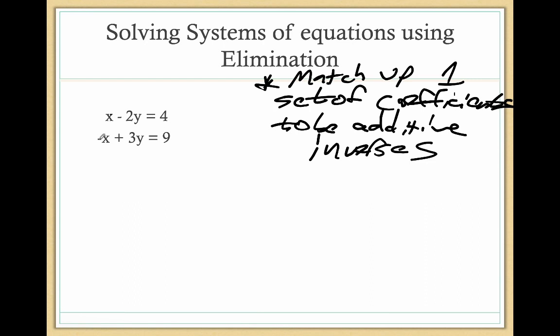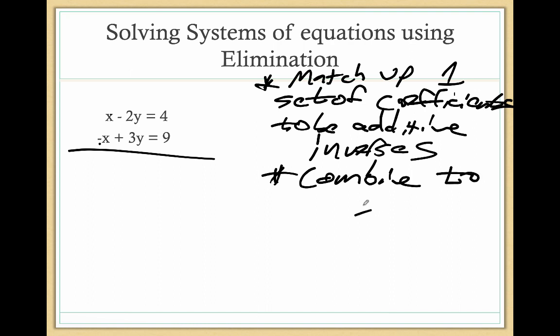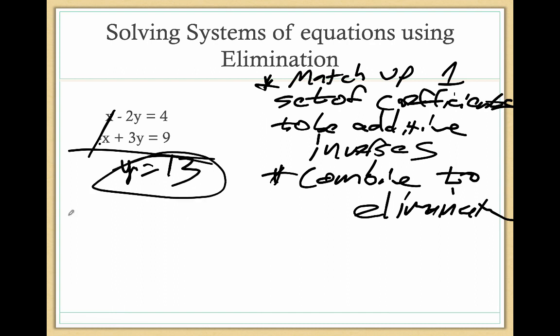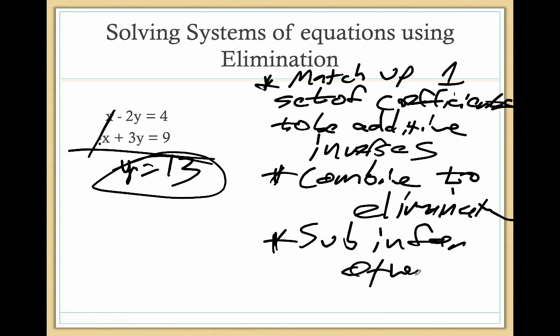Inverses. Okay, these ones are already set up. And then I combine to eliminate. Eliminate. Got it. So those ones go away. Negative 2y plus 3y is y equals 13. Oh my gosh, we already have y. And then you sub back up, sub in for the other variable.